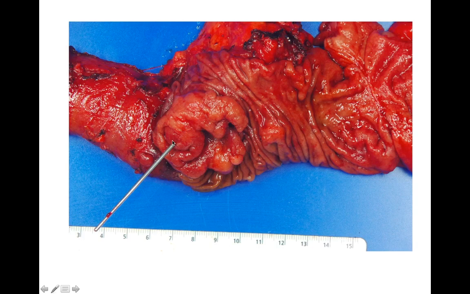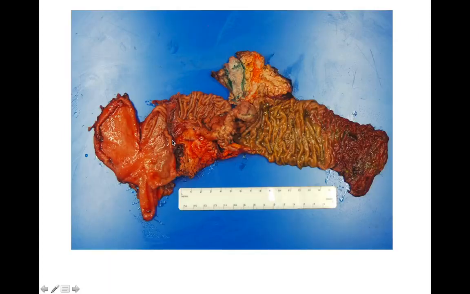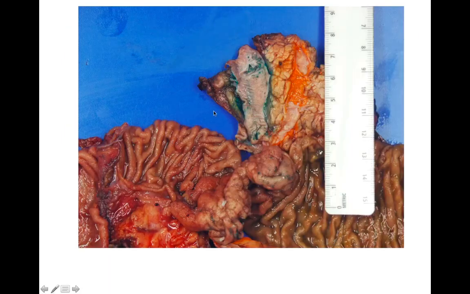What could this be? So could this be cancer, or is this just a large tubular adenoma? Here's another example. You could see it's inked with green being the bile duct. Orange, I think, was the pancreatic duct. And here's a massive polypoid lesion.